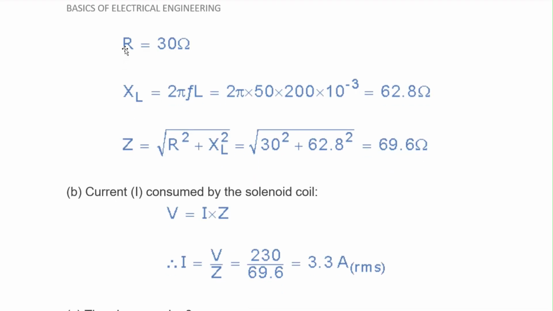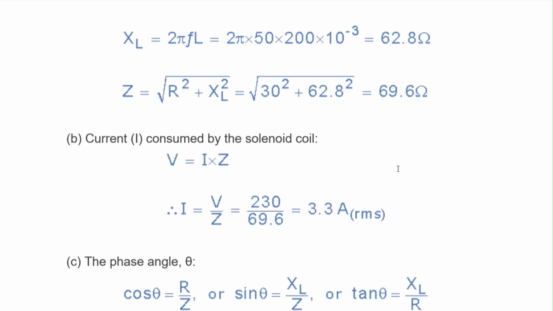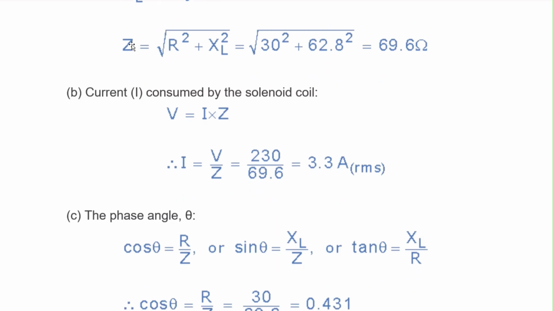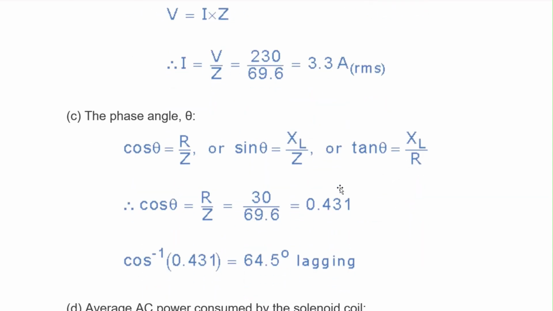Having calculated XL, and you have been given R, now you can calculate Z. So Z is equal to square root of R square plus XL square. Substitute these values: 30 square plus 62.8 square, and Z is equal to 69.6 ohms. Having calculated Z, you can calculate the value of I from this equation: I equal to V upon Z. So 230 volt divided by 69.6 is 3.3 ampere. This is giving you the RMS value.